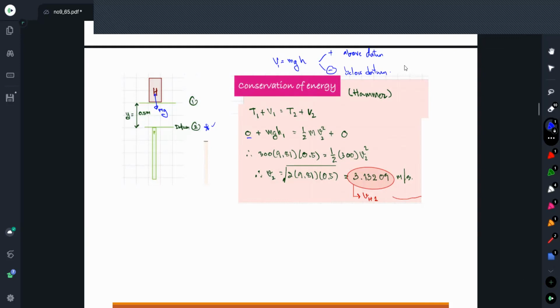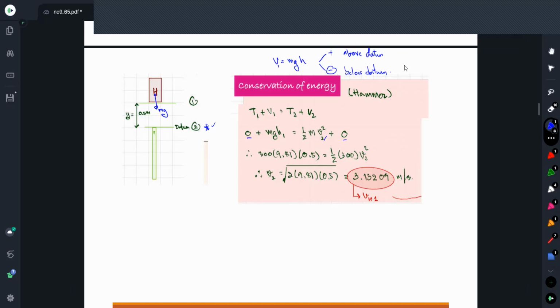And at the final position, that is step 2, the state at state 2, the hammer will have the velocity. We use the notation V2 for the hammer. Sorry, for the hammer, it's not the pile. Half m v squared is the kinetic energy for the hammer at the final position. And because it's at the datum, the potential energy at this position becomes 0.